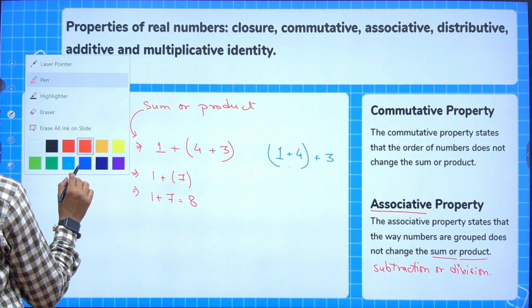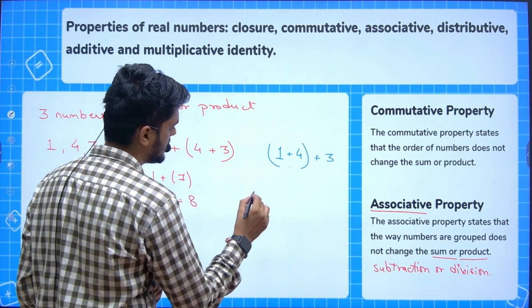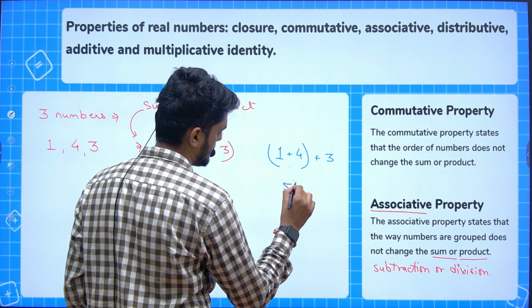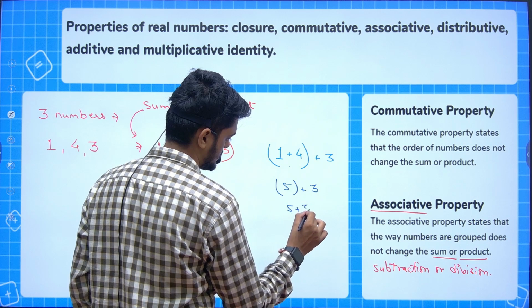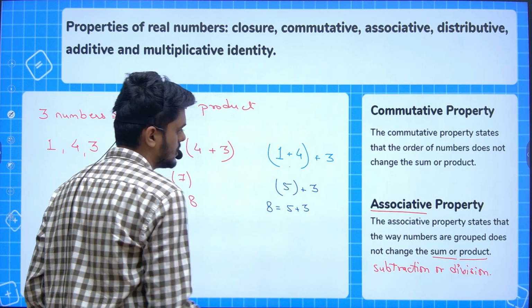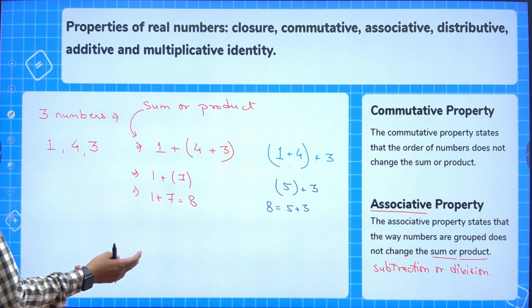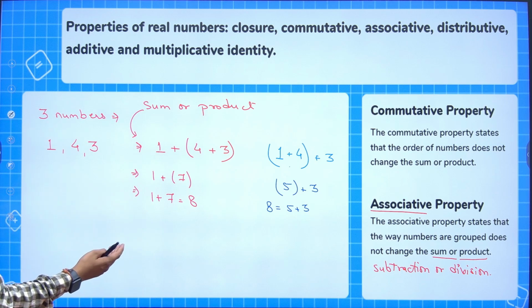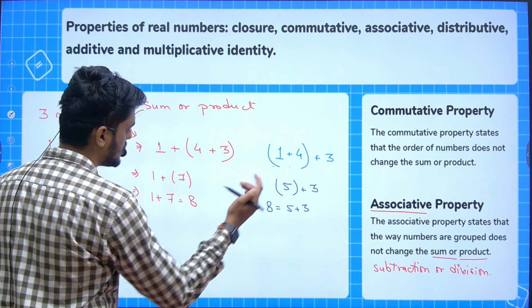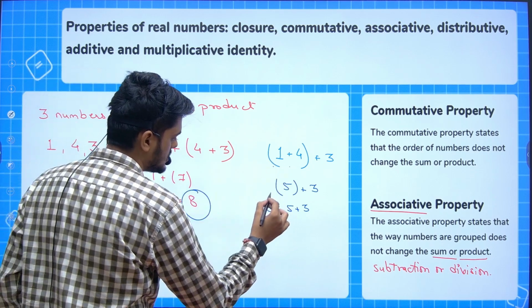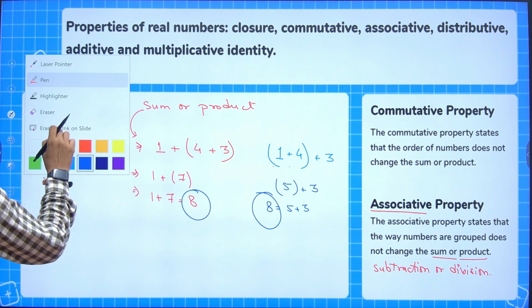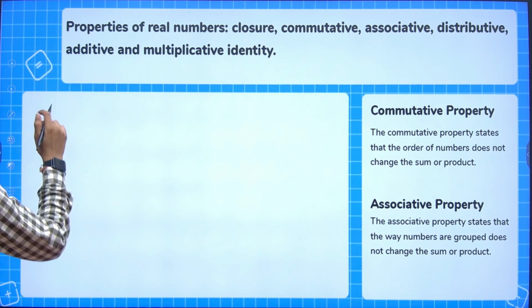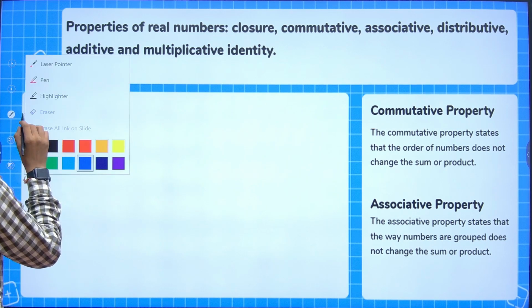Here the result is 8. Now let's have a look for this one. So we can easily see that grouping does not affect the result of the given quantities. The same thing happens with product as well.